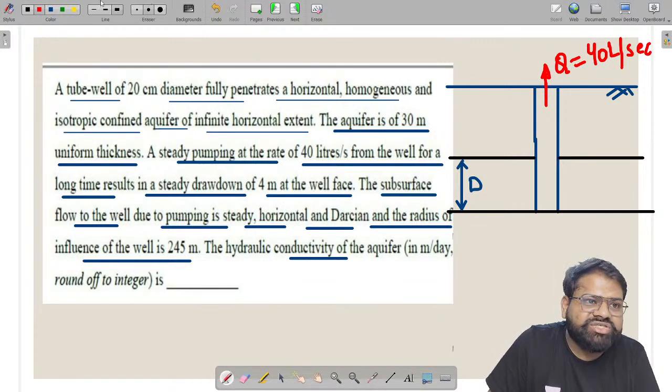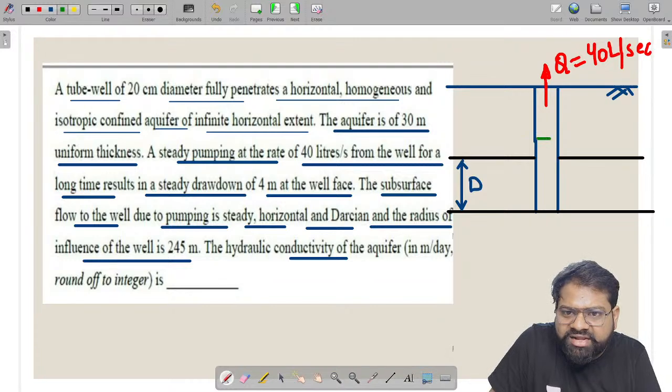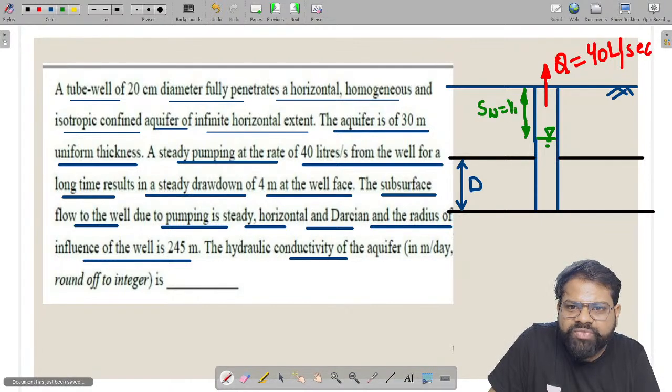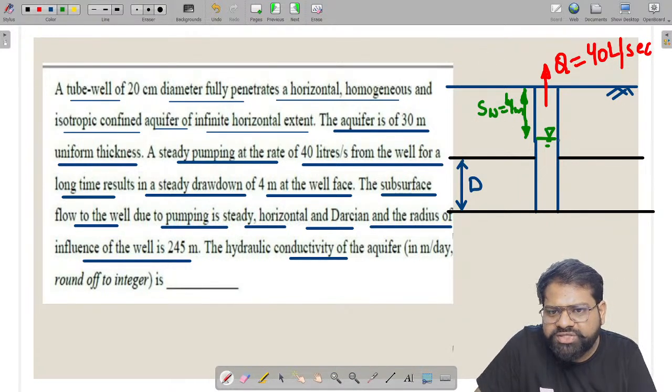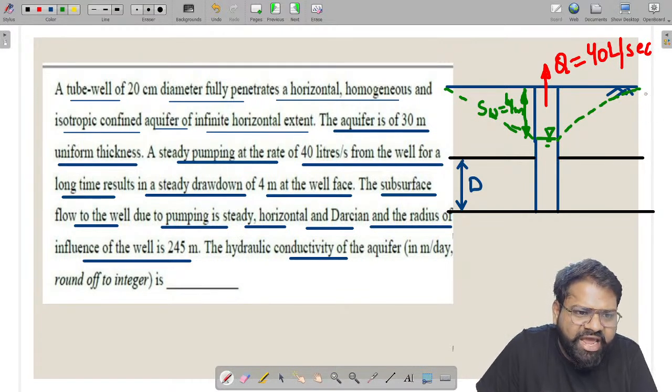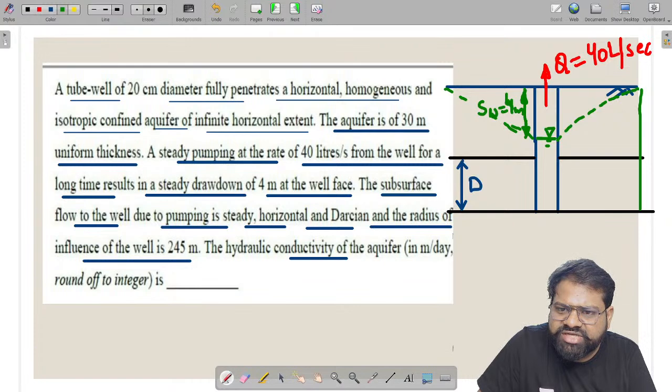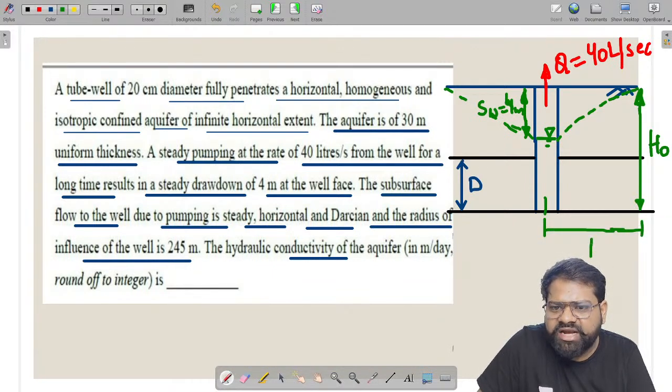When the steady discharge is taken out, the drawdown in the main well, that is called as SW, is given as 4 meter. And the radius of influence, what do you mean by radius of influence? It is the distance beyond which drawdown cannot be seen. And this drawdown value comes out to be given as 245. And this distance from bottom to the top is equal to h naught. And the radius of influence from the center of well is r.